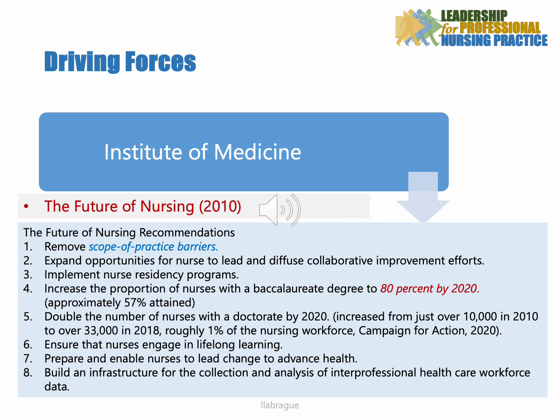Number five, double the number of nurses with a doctorate by 2020. And having nurses with advanced education, such as a doctorate degree, is very important in the implementation of the different patient safety initiatives. Number six, ensure that nurses engage in lifelong learning. We're talking about continuing education and training to improve their knowledge and competencies in nursing, and prepare and enable nurses to lead change to advance health.